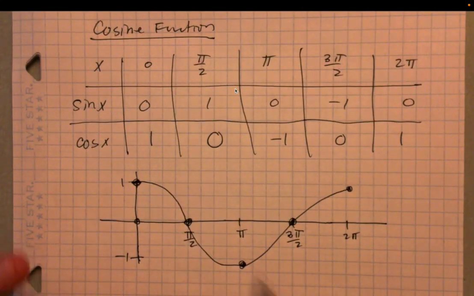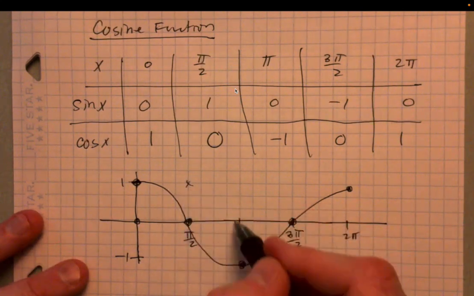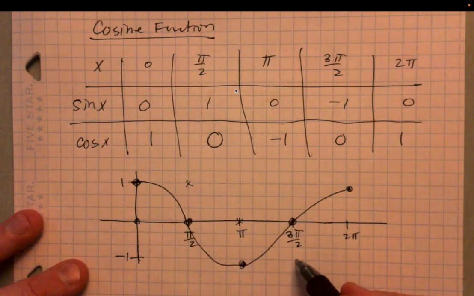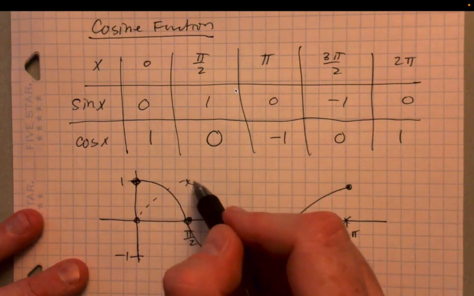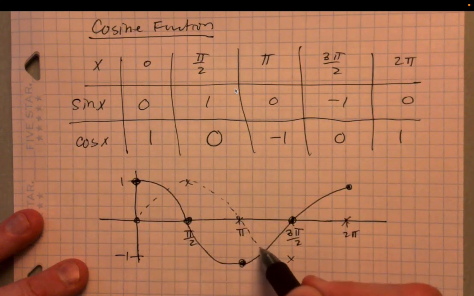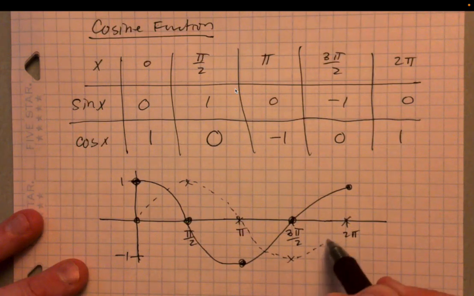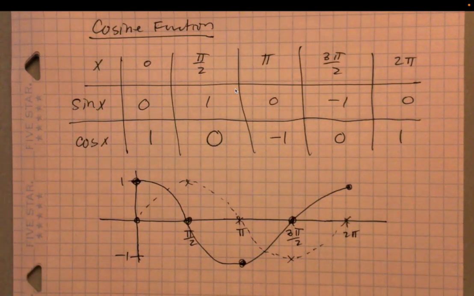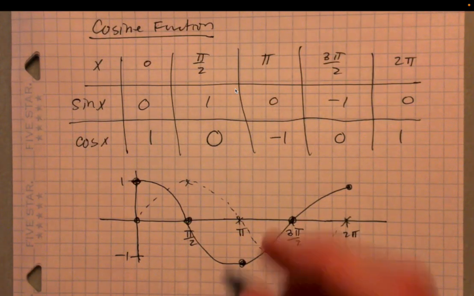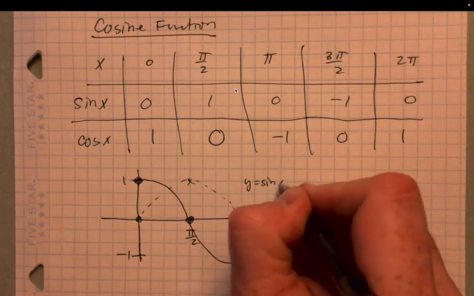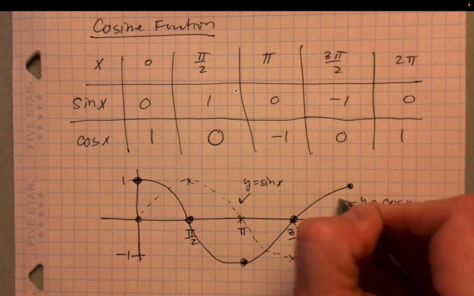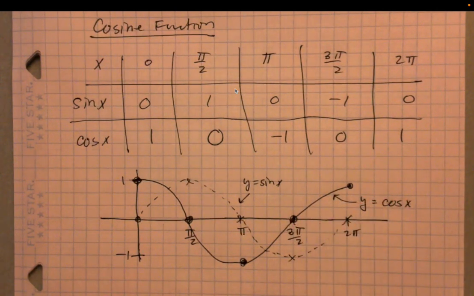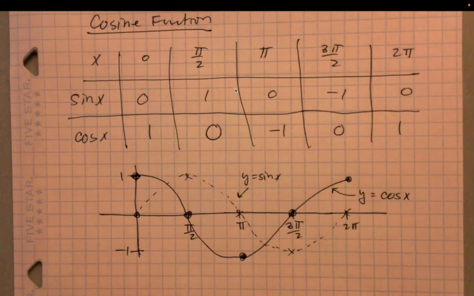Right, and then I'll just sketch in the sine function behind this so that you can see how they compare. Right, so the sine function looks like this. So this is y equals sine of x, and this is y equals cosine of x. Okay, so you can see the difference there.